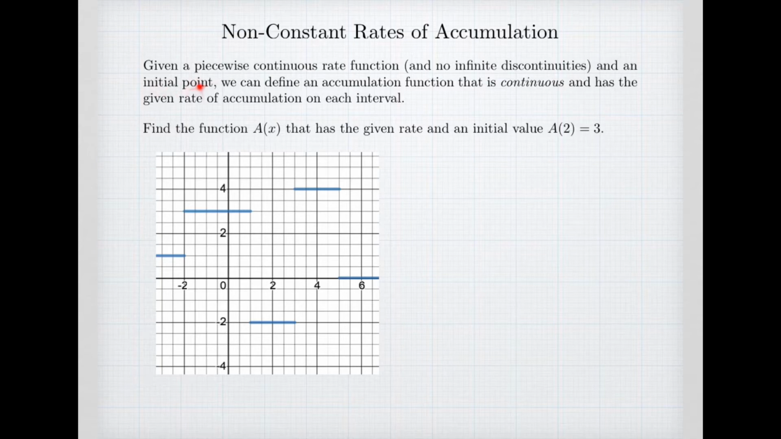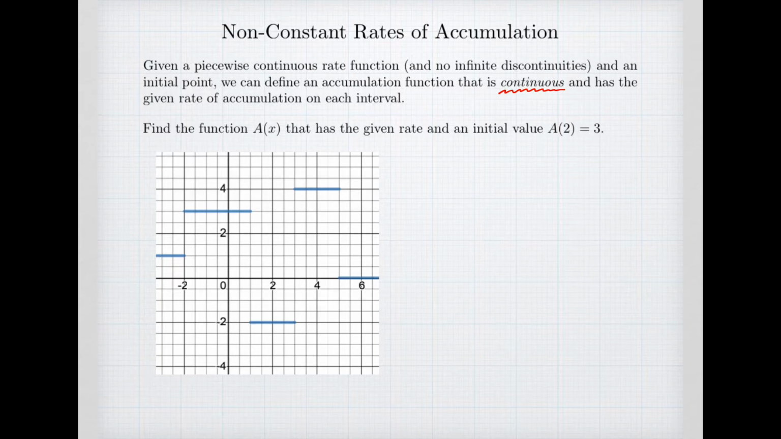So if I have an initial point, and in this example we'll do my initial point says a of 2 is 3, we can create an accumulation function. And the key thing that we're going to use to find those lines is my accumulation is going to be continuous.